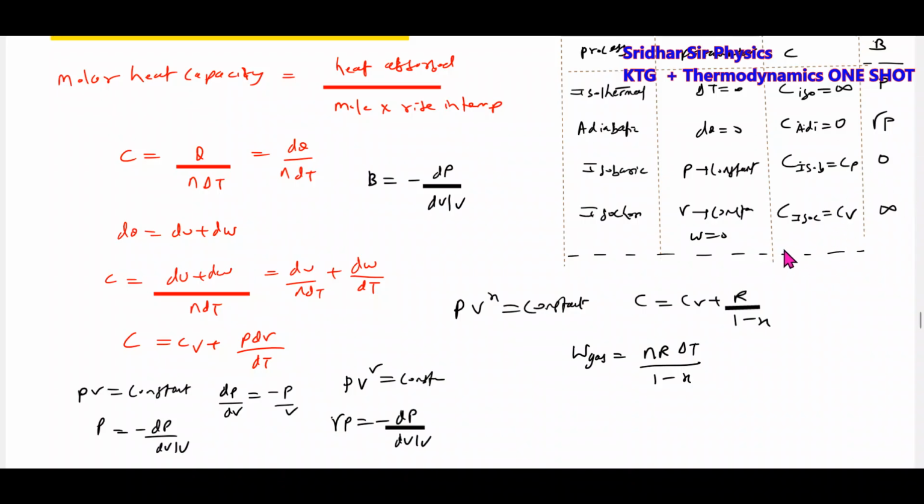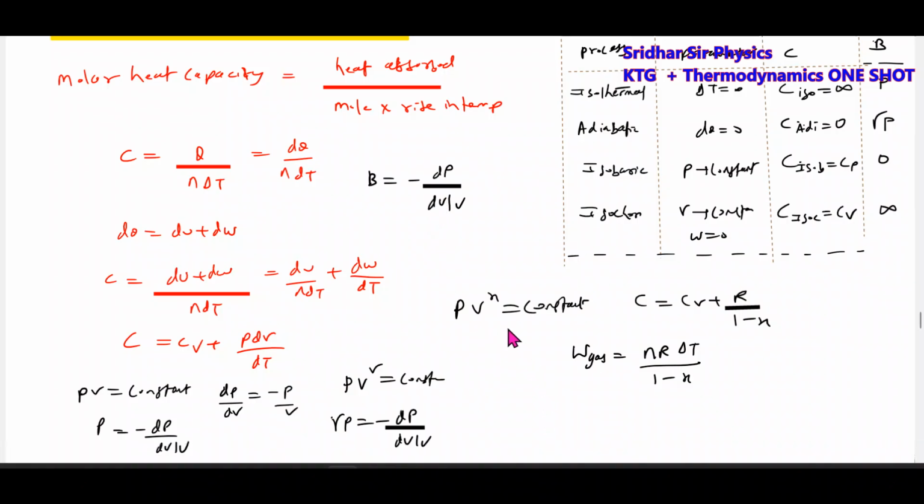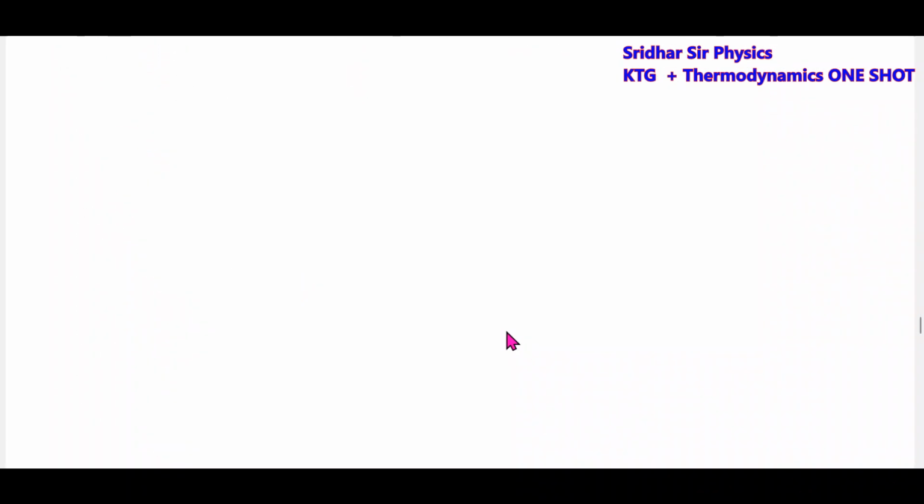Getting some basic picture. This is the way you should revise the polytropic process. Okay, we'll take one example. Suppose I have a process where T squared by P equals constant. We have to calculate the molar capacity of this. Using the ideal gas equation, temperature I can write as PV by nR.